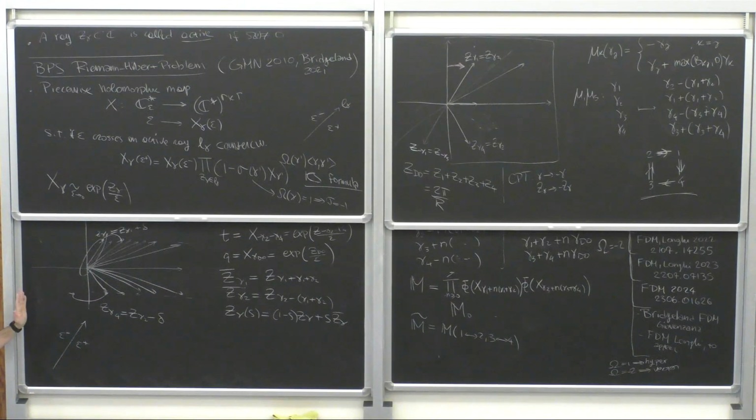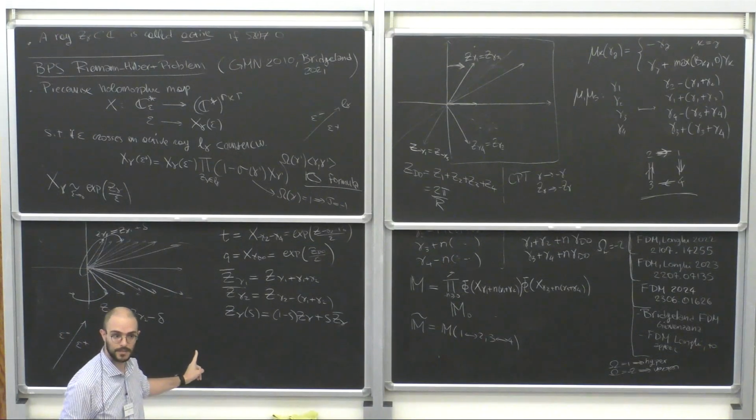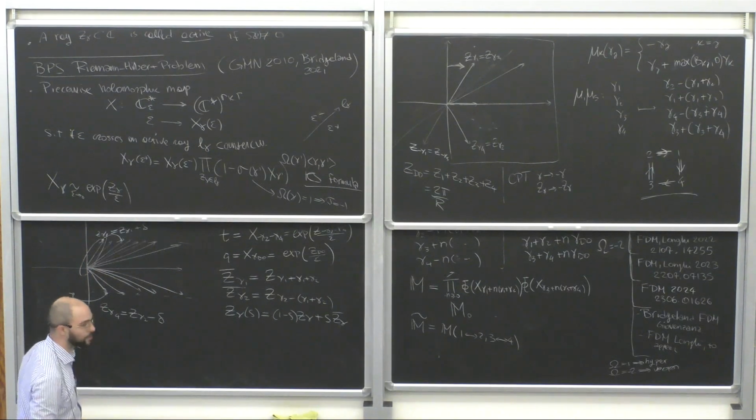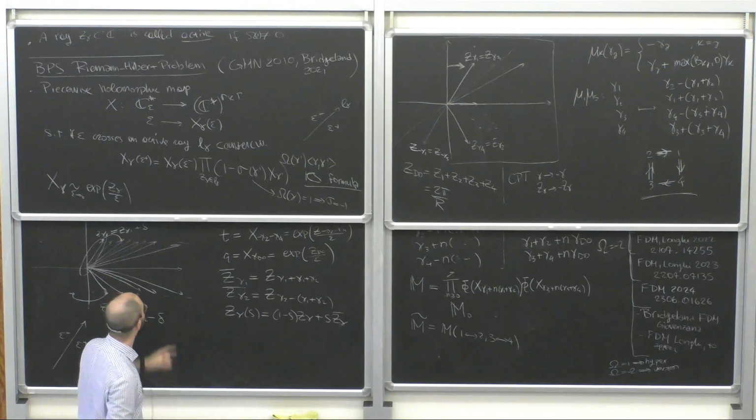So at some point, the phase of epsilon will cross the phase of an active ray, not because I'm changing the phase of epsilon, but because I'm changing the active rays. I'm just continuously deforming them. But still, it's gonna jump by definition of our Riemann-Hilbert problem. And it's gonna jump like that.